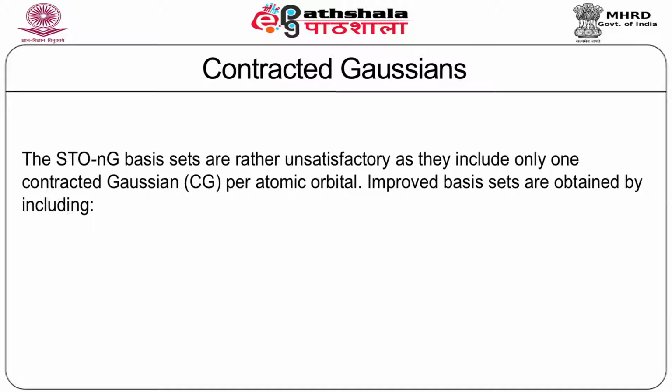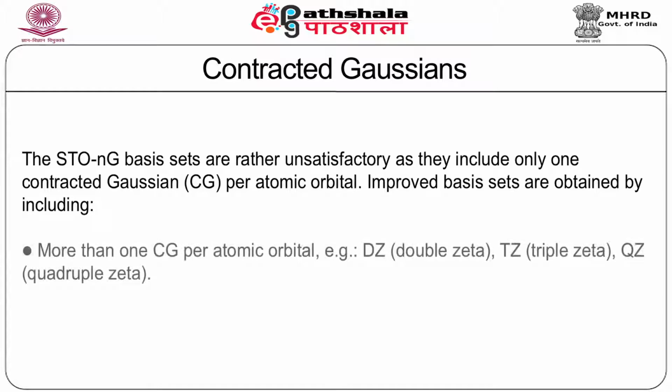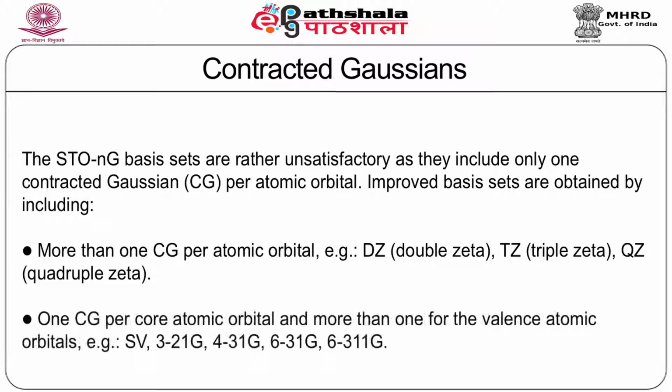Improved basis sets can be obtained by including more than one contracted Gaussian per atomic orbital, for example, double zeta, triple zeta, or quadruple zeta. One contracted Gaussian per core atomic orbital and more than one for the valence atomic orbital. For example, like SV3-21G, 4-31G, 6-31G, 6-311G. If you are a user of the Gaussian basis set, you will come across all these jargons quite often.